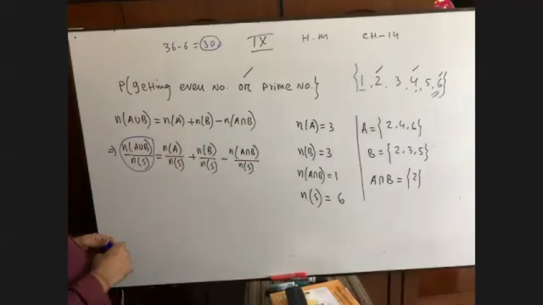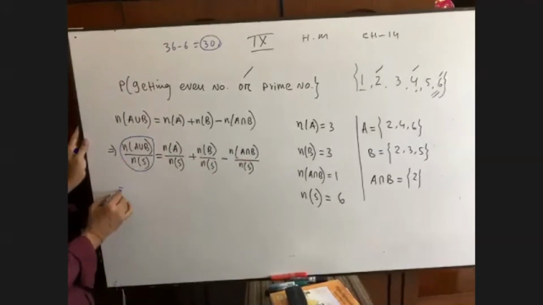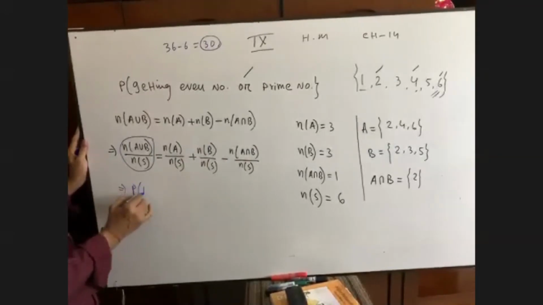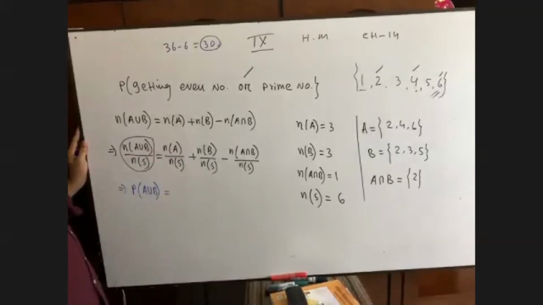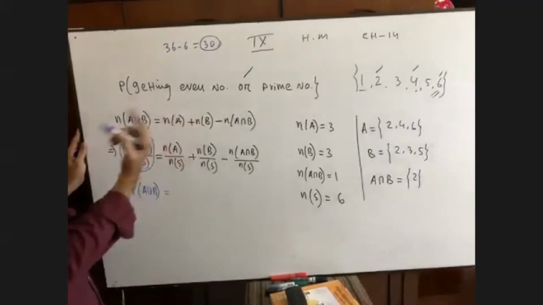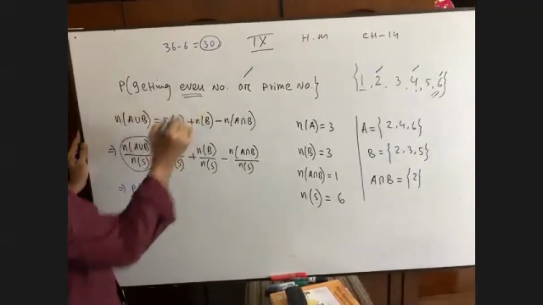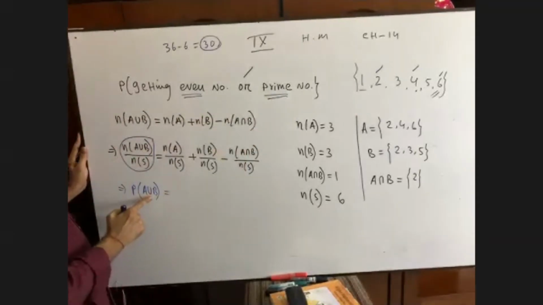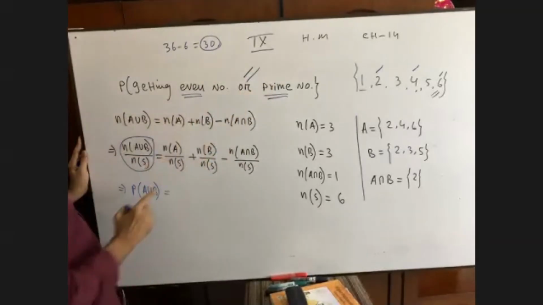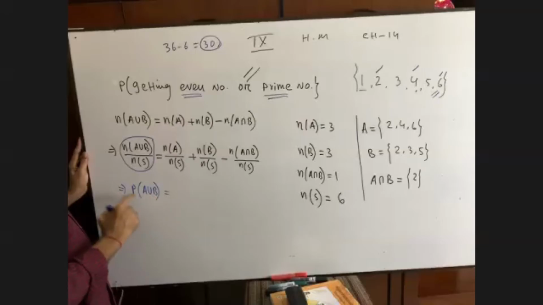The probability. Yes, you are absolutely right. It means probability of A union B. Yes, sir. That is what I wanted. Even number A, prime number B, union means OR. Union means OR, even number A, prime number B.